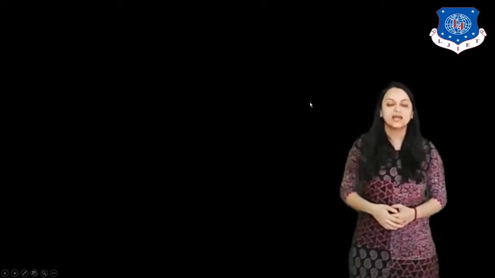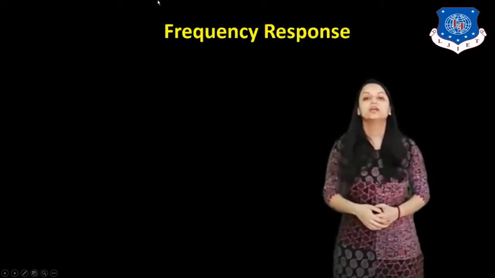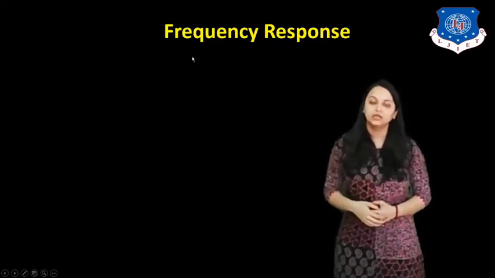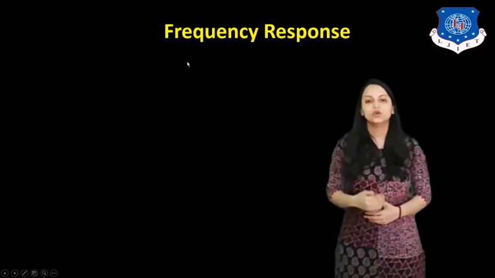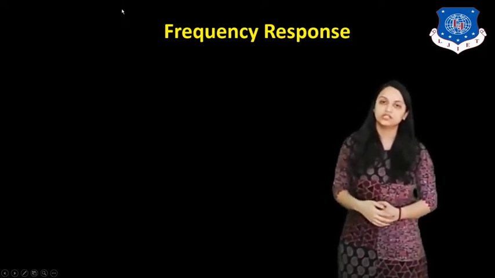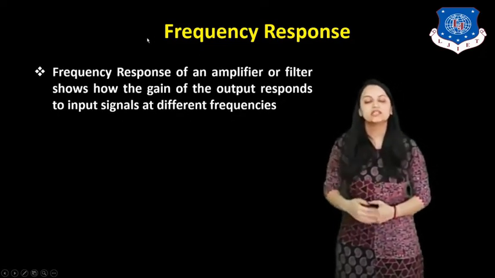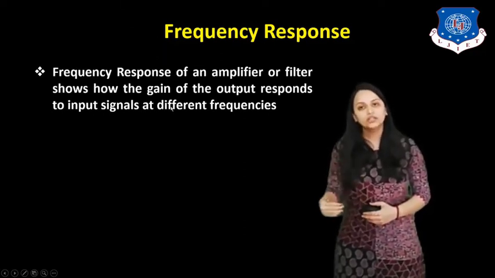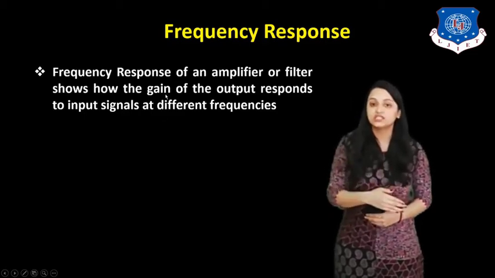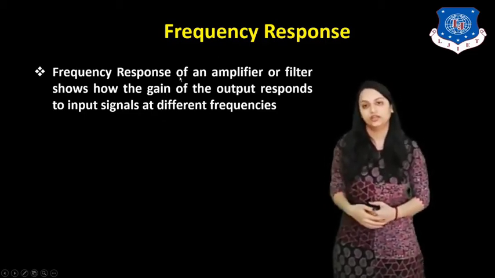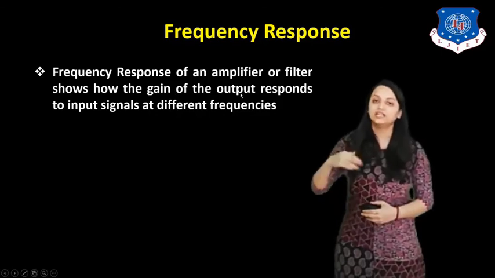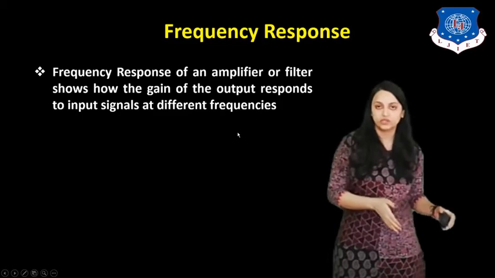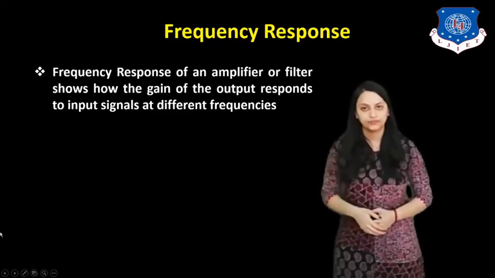Okay. Next parameter is frequency response. Frequency response is a very important parameter because we need to obtain the op-amp performance parameters based on the frequency response. So frequency response of an amplifier or filter shows how the gain of the output responds to input signals at different frequencies. That means at different frequencies, what are the response parameters and how the op-amp behaves or how the op-amp gives the output. That is to be observed.